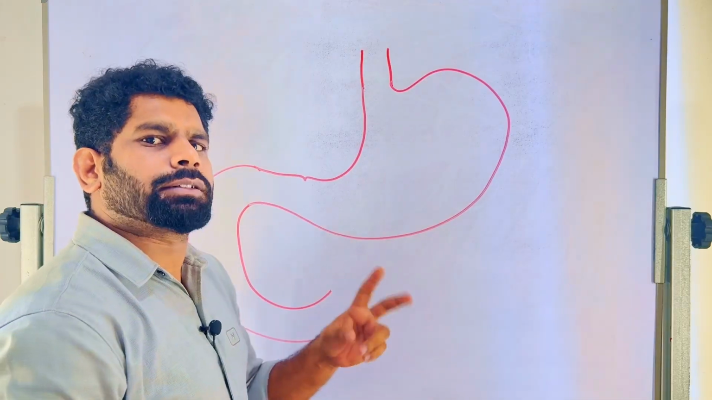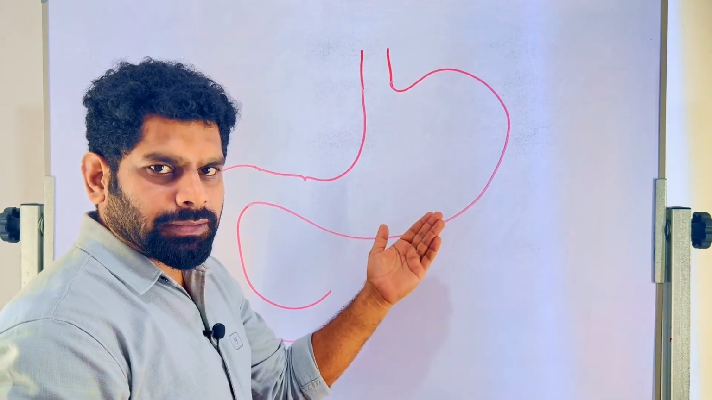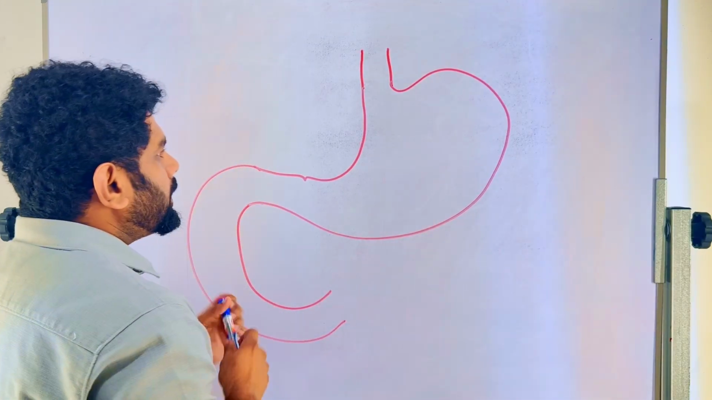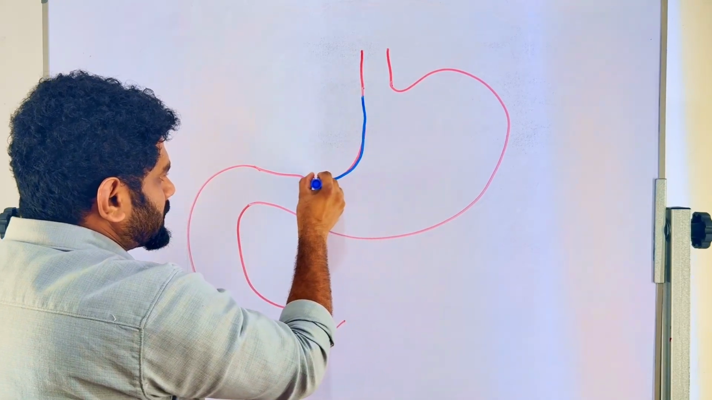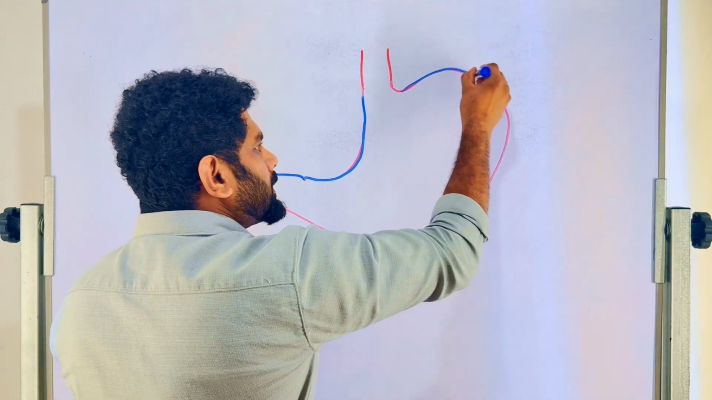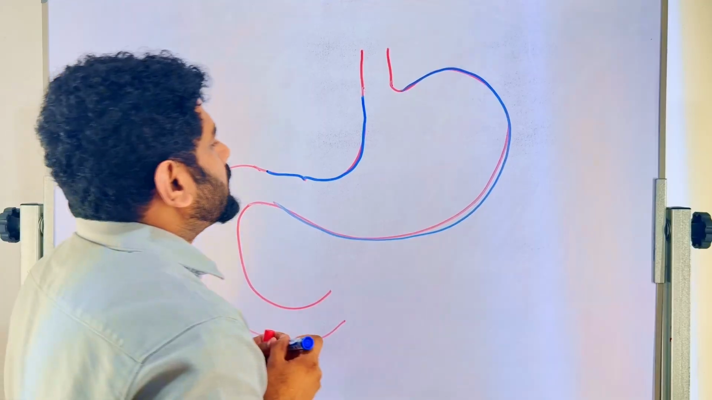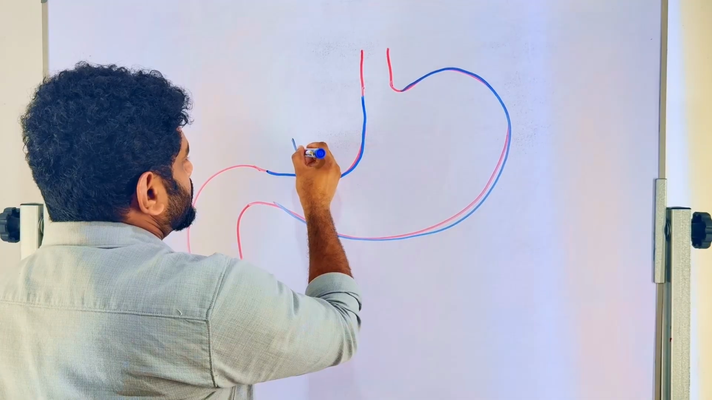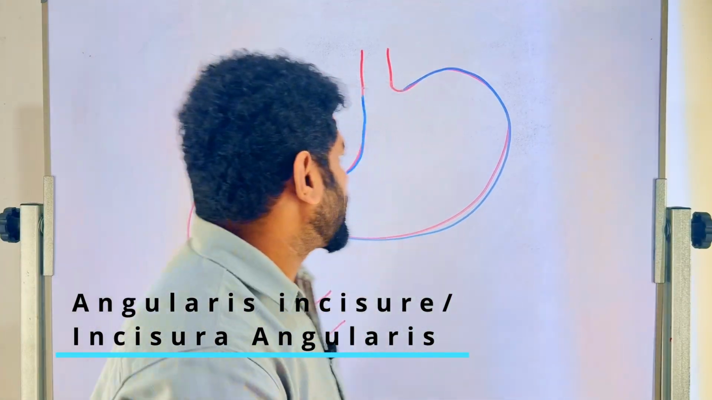The stomach has two surfaces, the anterior surface and the posterior surface, and it also has two curvatures. Here we have our lesser curvature. This is the lesser curvature and this is the greater curvature. In the lesser curvature, there is a notch. This notch is called the angularis insulae.